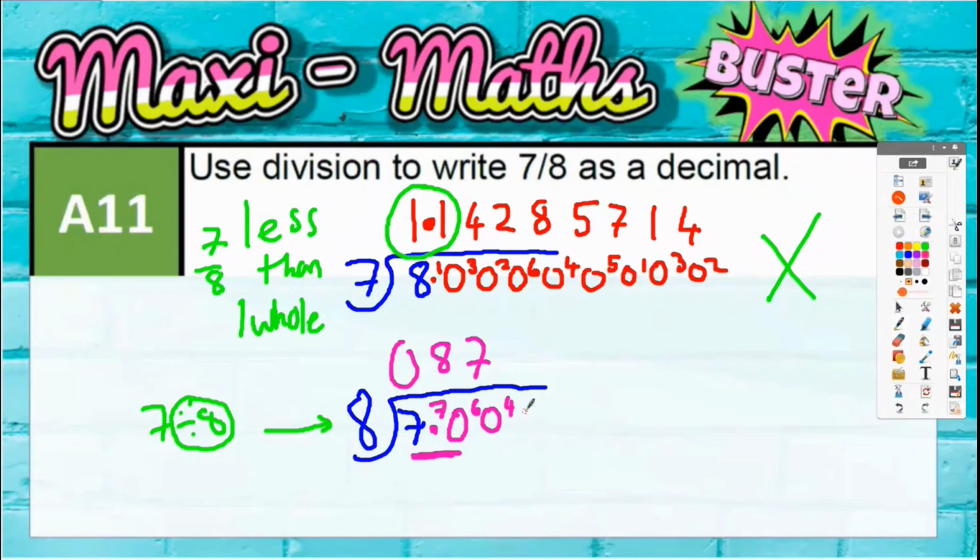Can't put the 4 in an empty column, fill it in with a 0. 8s into 40 goes 5 times. Final answer, 0.875. So you always put the number on the bottom of the fraction in front of the bus stop, and the number on top of the fraction goes inside the bus stop.